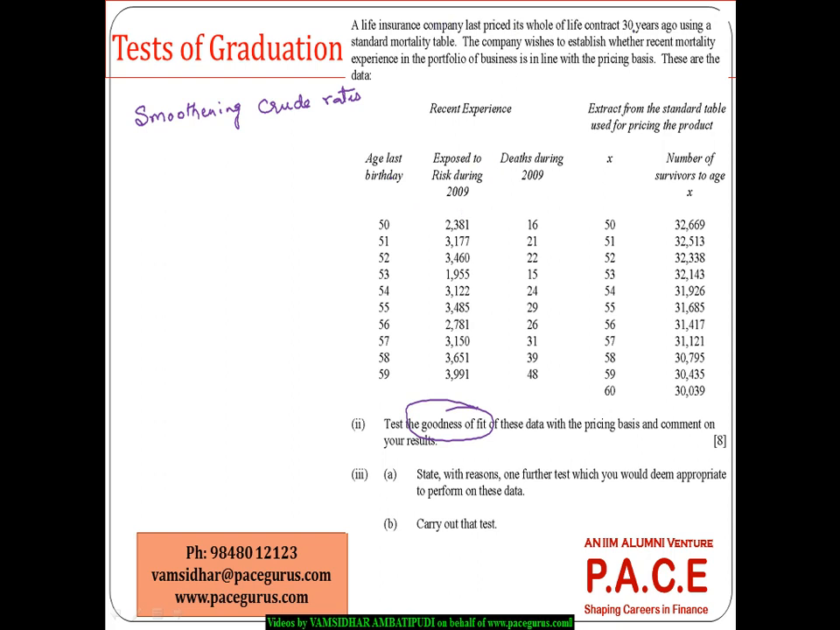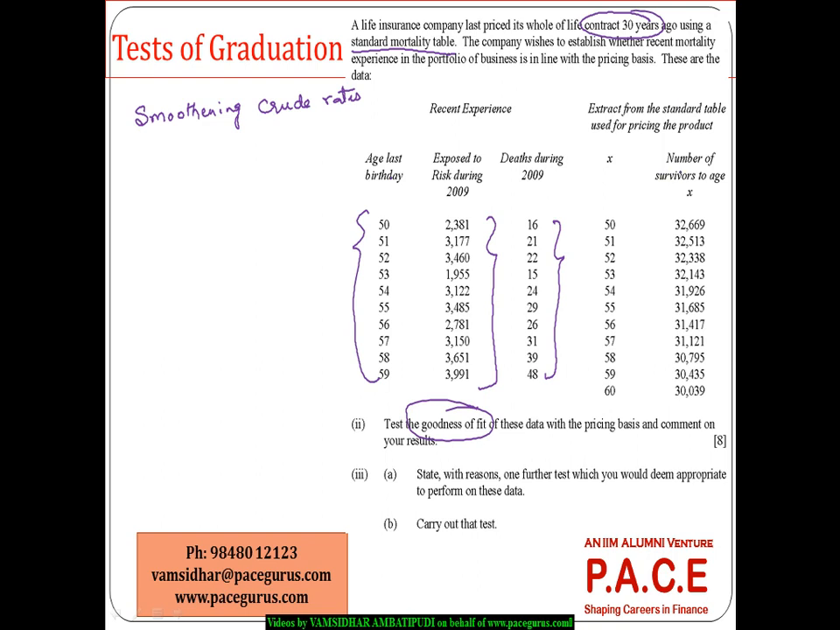A life insurance company has priced its whole life contract 30 years back, and they have used a standard mortality table for that. Now their point of view is to see whether that kind of a mechanism that was used almost 30 years back is still reflecting the current mortality experience. So for that, they have looked at their data for the people who are aged between 50 to 59 years. How many of the policies are there? How many of them are exposed to risk during 2009, and out of them, how many are dead during this period?